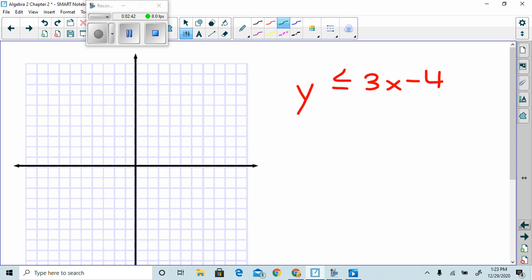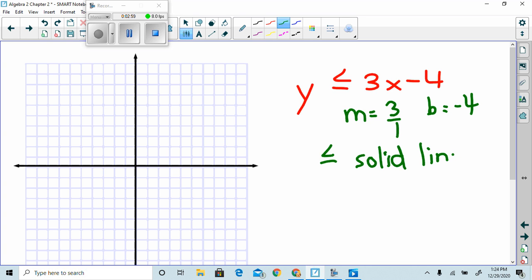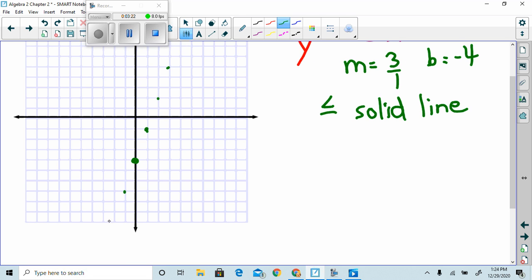Next problem, already in the right form. I get my m is equal to 3 over 1. My y-intercept is negative 4. Where do I start graphing? Well, first of all, again, I have a less than or equal to, which is a solid line. It's good to remember that as we're starting off. Start at our y-intercept, negative 1, negative 2, negative 3, negative 4. It's a positive slope. We're going to count 1, 2, 3, and over 1. And we'll do that again, the length of the graph. And one more, 1, 2, 3, over 1.